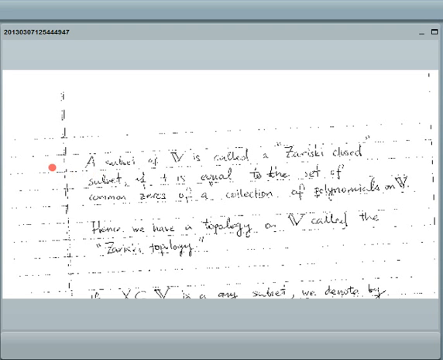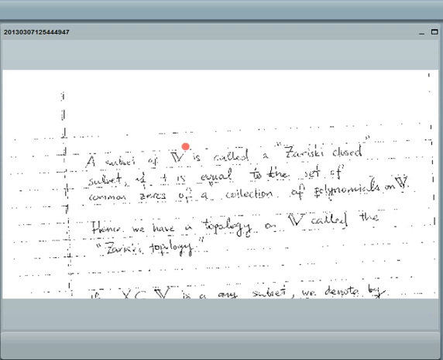Okay, now, on one hand, we have the vector space V. On the other hand, we have the ring of polynomial functions on our vector space. Now I would like to introduce certain subsets of this vector space V. I'm going to define a topology on this vector space, right?